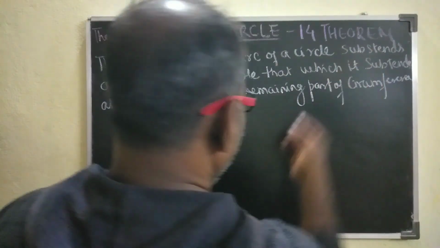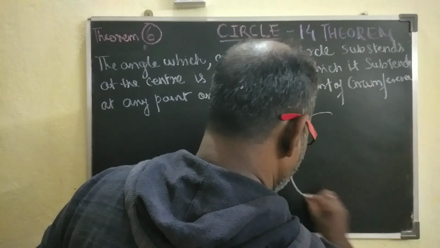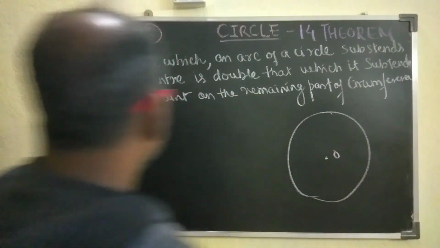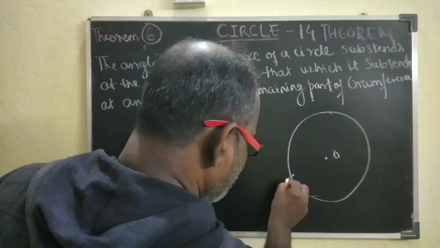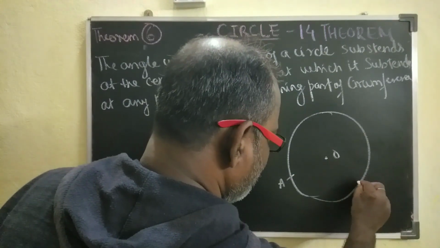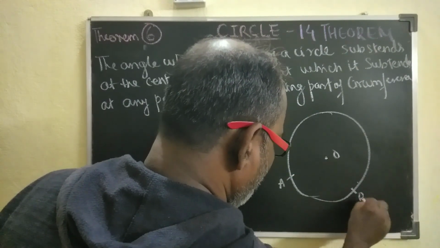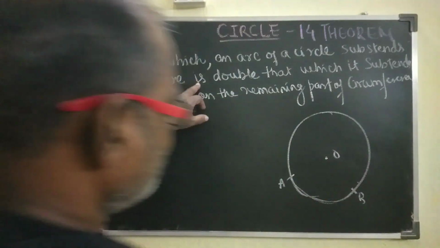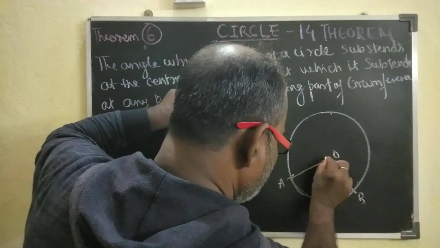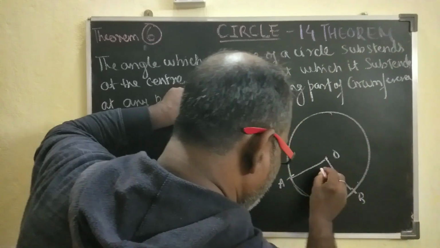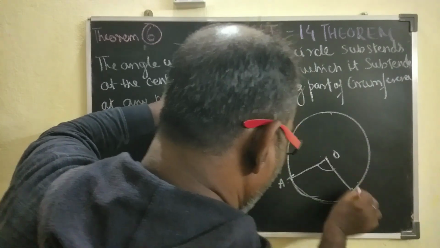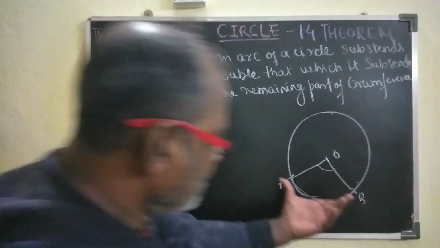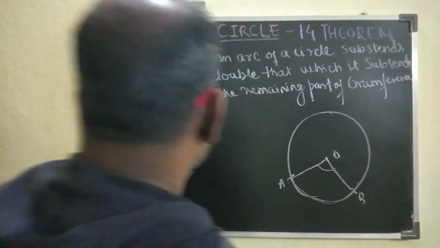The angle which an arc of a circle, so let us draw a circle first with center O. Arc means let us consider here A, and here B. So AB becomes an arc. At the center, this arc is making a certain angle. So this angle is angle AOB. Angle AOB is the angle subtended by the arc at the center of the circle.